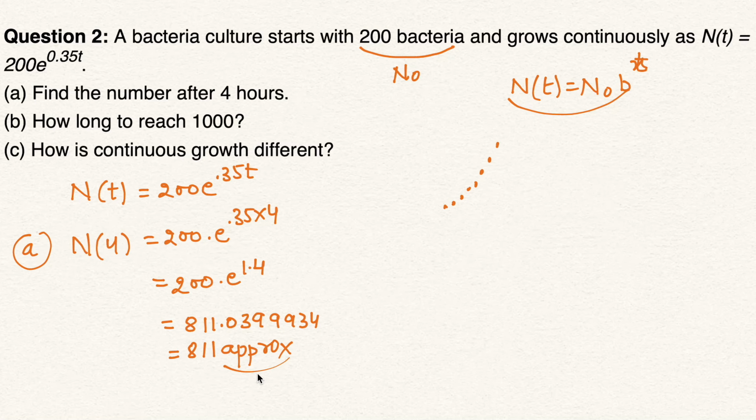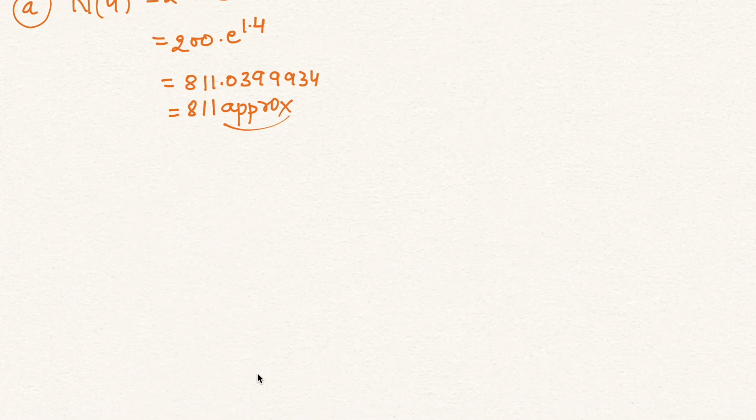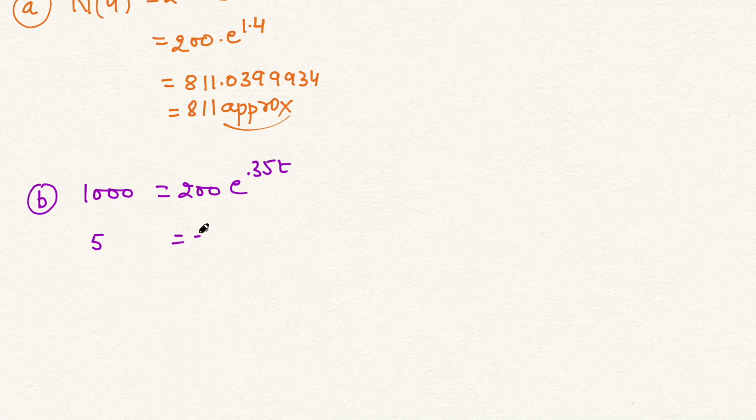It is an approximate count. How long to reach 1000? Okay. How long to reach 1000? That means here the number of bacteria is given, which is 1000, and 200 is initial. What is the time? First, divide by 200 on both sides. So that is 5 is equal to e raised to power 0.35t.